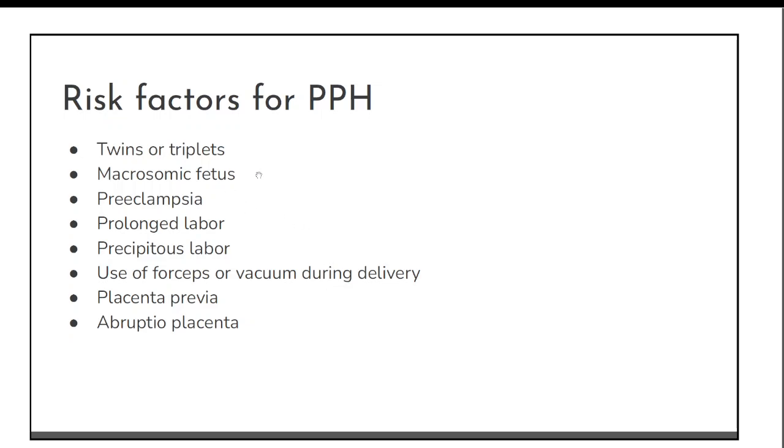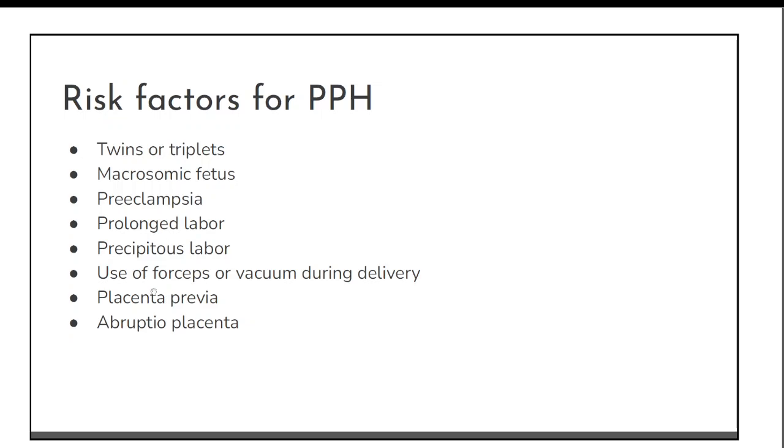Think back to your maternity lecture for me. What prenatal complication can cause a macrosomic fetus? That's right, gestational diabetes. Gestational diabetes is one of those antenatal complications. It can cause intranatal complications with a difficult labor, and then it can cause postnatal complications with high risk for postpartum hemorrhage. A macrosomic fetus is a baby greater than 4 kilograms, all right? Greater than 4 kilograms.